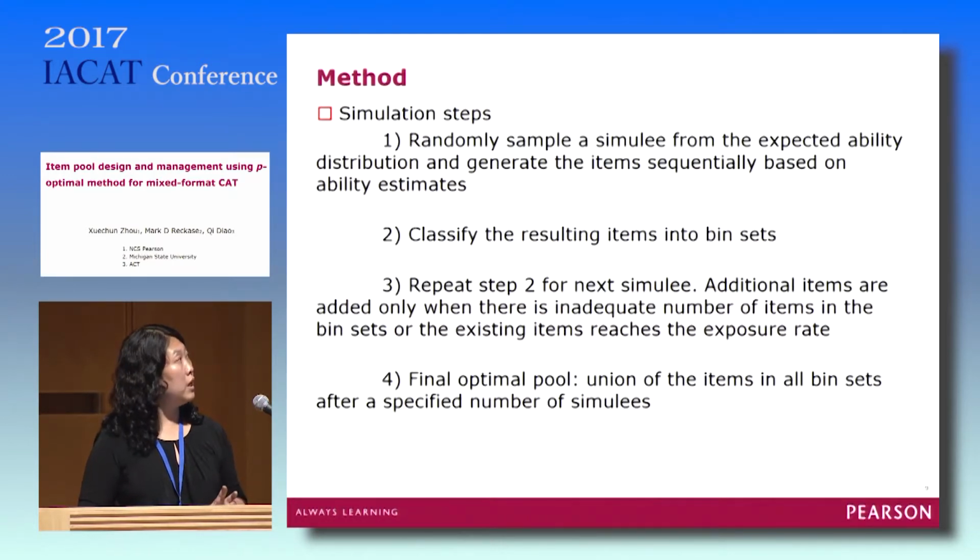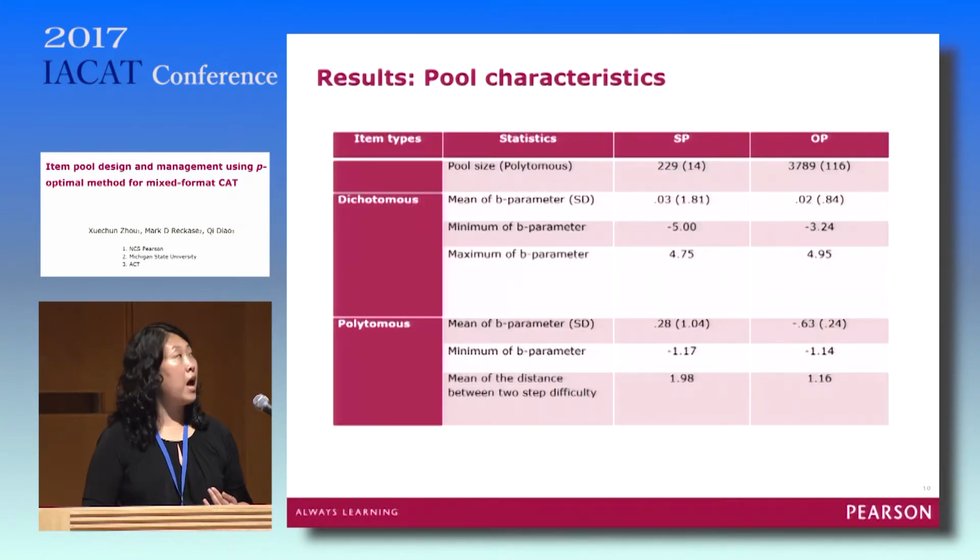So in this study, what they use is 2,000 simulees from a standard normal distribution to generate the simulated optimal pool, and then they replicate 100 times. So the result here is the average of the 100 replicates. And we can see the first one is the pool size. For the simulated optimal pool, we only need 229 dichotomous items and 14 polytomous items.